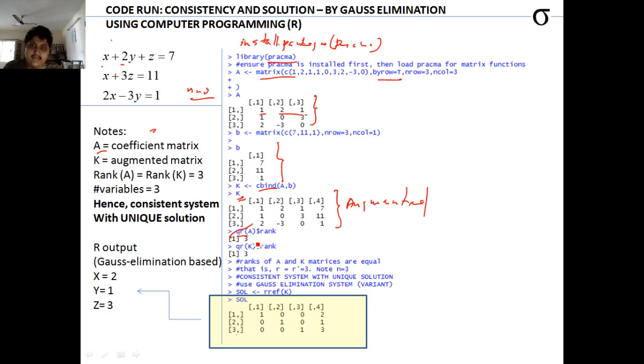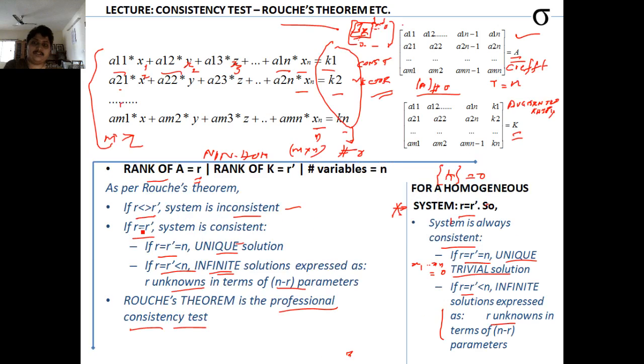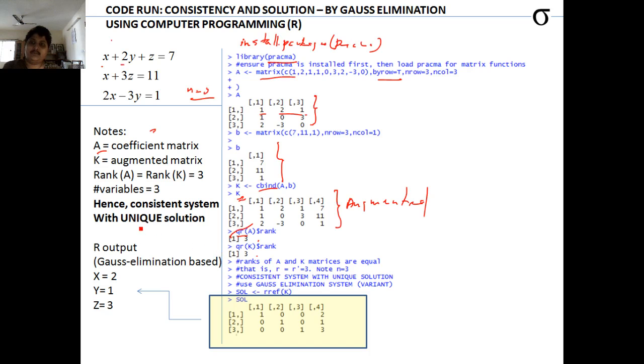So the rank of A is 3 as per R, and the rank of K is 3, and that is of course equal to the number of variables. And therefore, as per the Rouche theorem, this system, R equal to R dash, that's equal to n, you have a unique solution. So we know that this is a unique solution, and now we proceed to solve this.